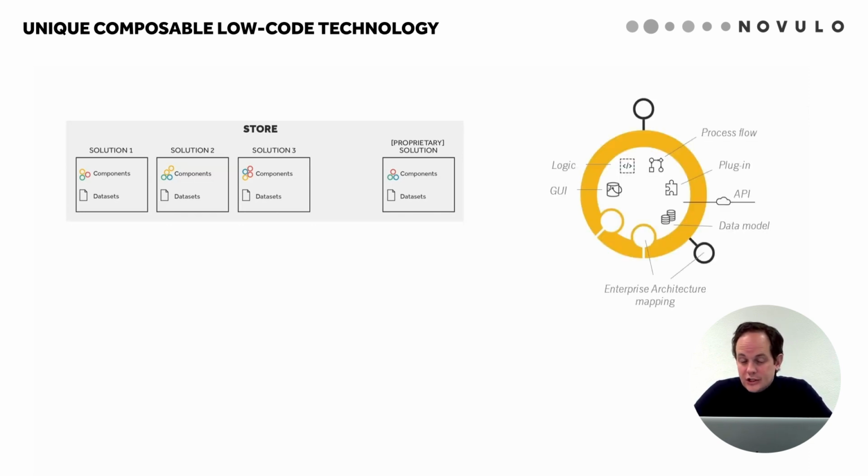So they're not executable programs, but just a model that describes all aspects of that piece of software. It says something about the GUI, about logic, process flows, about the data model, and eventually how it interacts with external applications through APIs. And I will just show you shortly an example of a component.